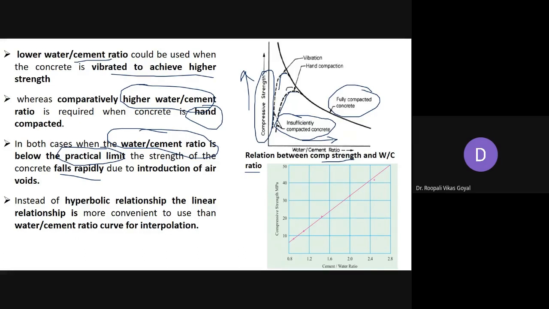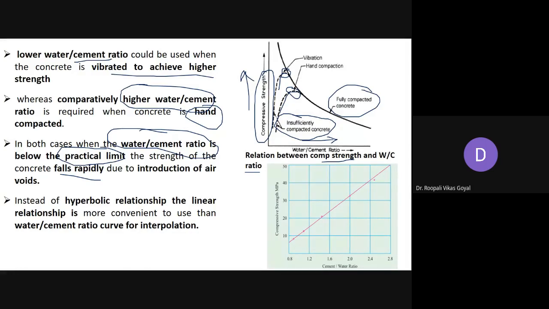So you have to observe that particular water cement ratio if we are compacting insufficiently or not compacting properly, because there would be introduction of air voids and that will make your strength go down and down. So here you can see it's a hyperbolic relation, so it's very difficult to understand.